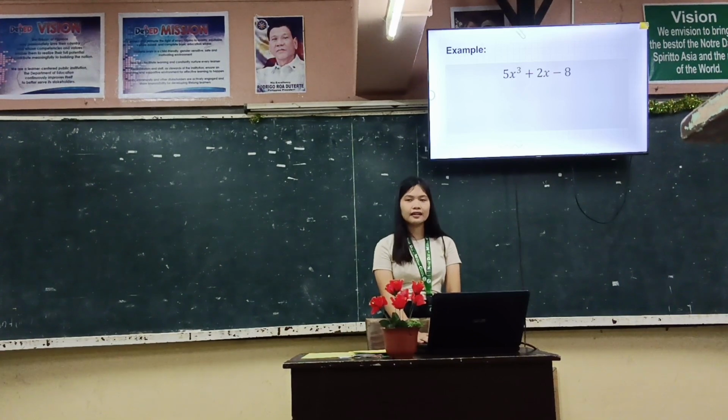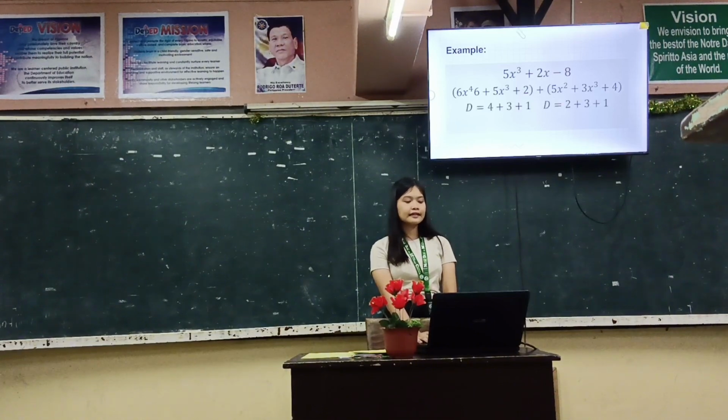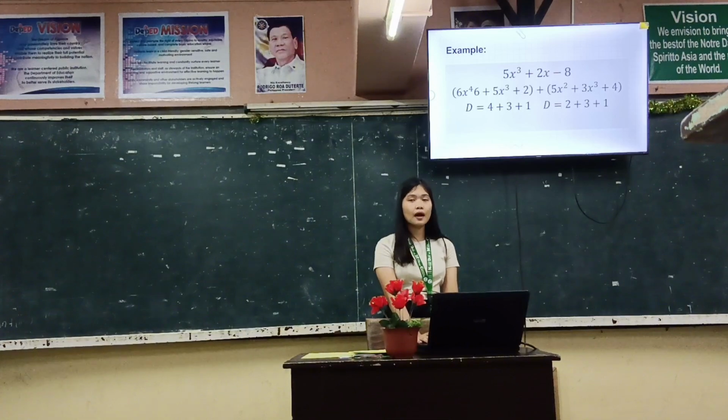Next we have the second example, which is the quantity of 6x raised to the power of 4, plus 5x cubed plus 2, plus the quantity of 5x squared plus 3x cubed plus 4. On the left side of the parentheses, we have the exponents of 4 plus 3 plus 1. While on the right side of the parentheses, we have the degree of 2 plus 3 plus 1.